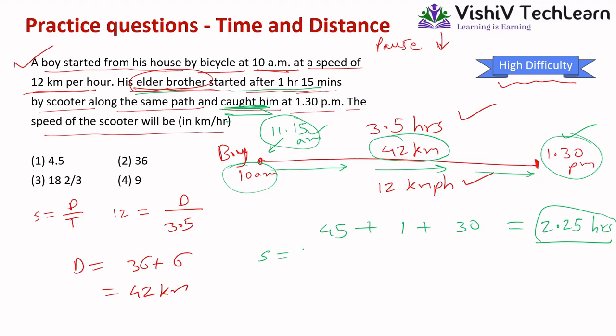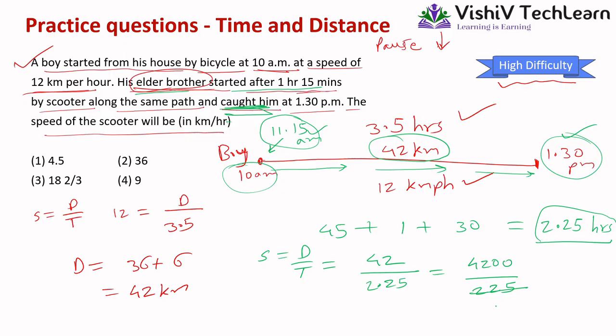So speed is equal to distance upon time. Distance covered is 42 kilometers divided by time, which is 2.25. Simple. Now let's remove this decimal, so we can multiply 100 in numerator and denominator, so it will be 4200 upon 225. Now looking at these two zeros and here also 225, let's start dividing by 25.